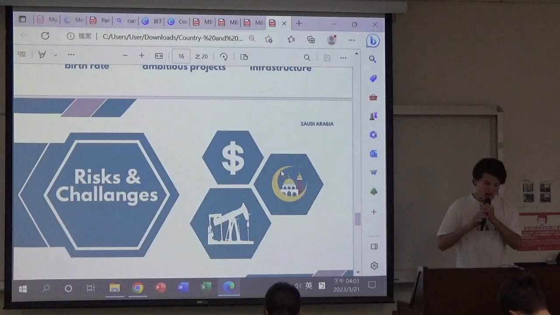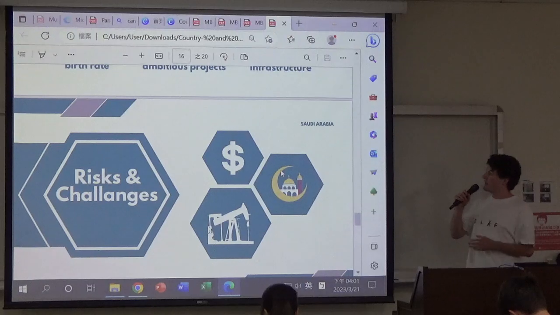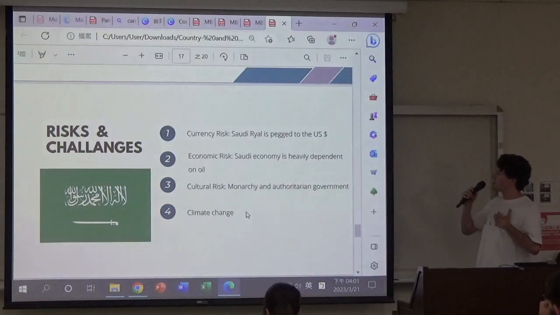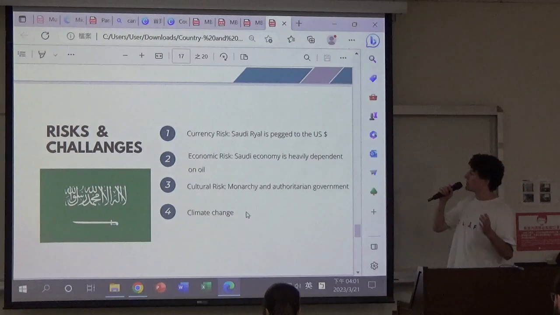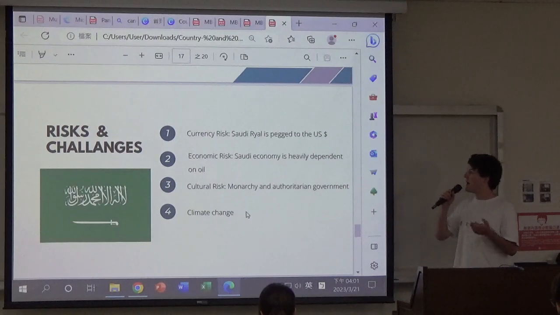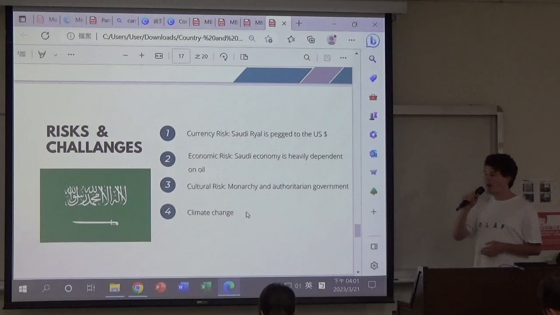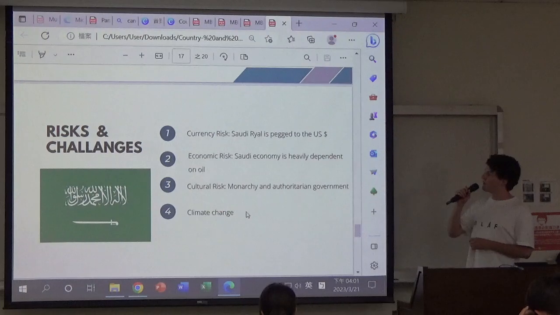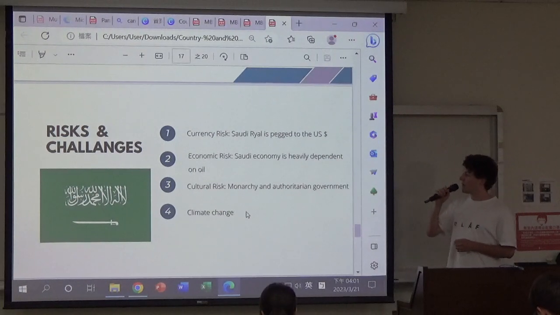What are the risks and challenges that we have seen? We have found currency risk because the Saudi Riyal is pegged to the US dollar, which means that the US dollar heavily influences the Saudi Arabian economy and their currency, especially with high inflation rates in the United States currently, which also really affects the Saudi Riyal.